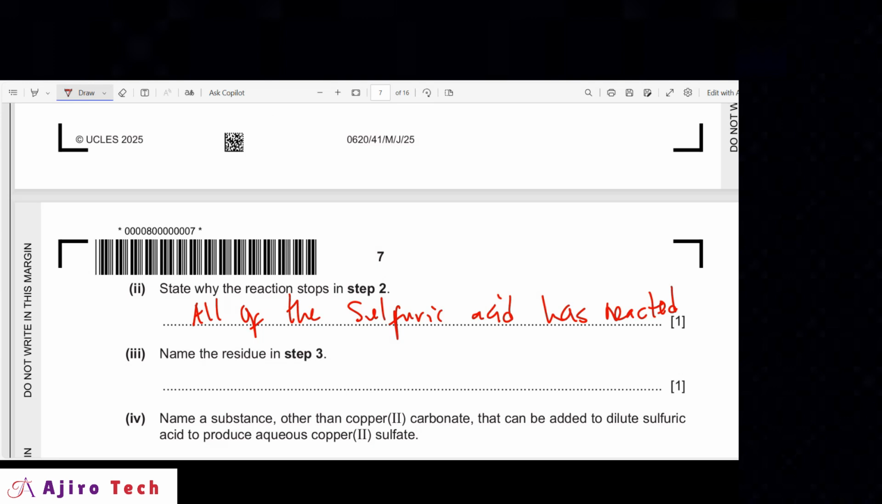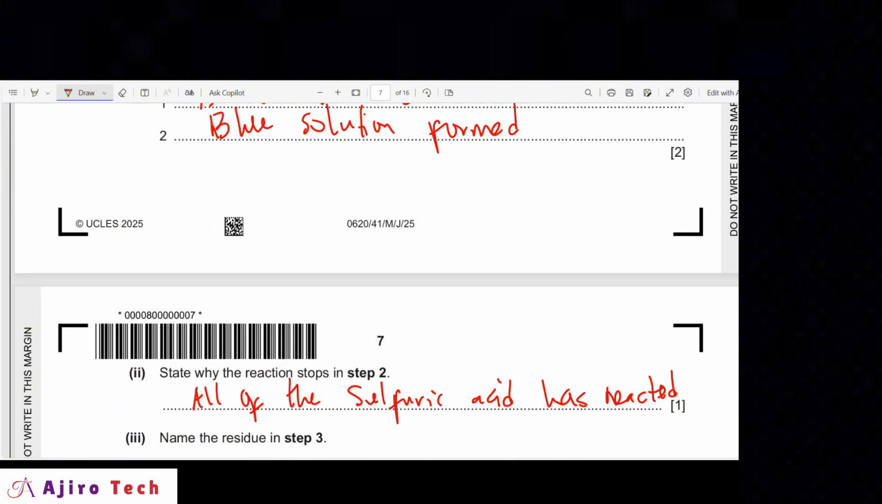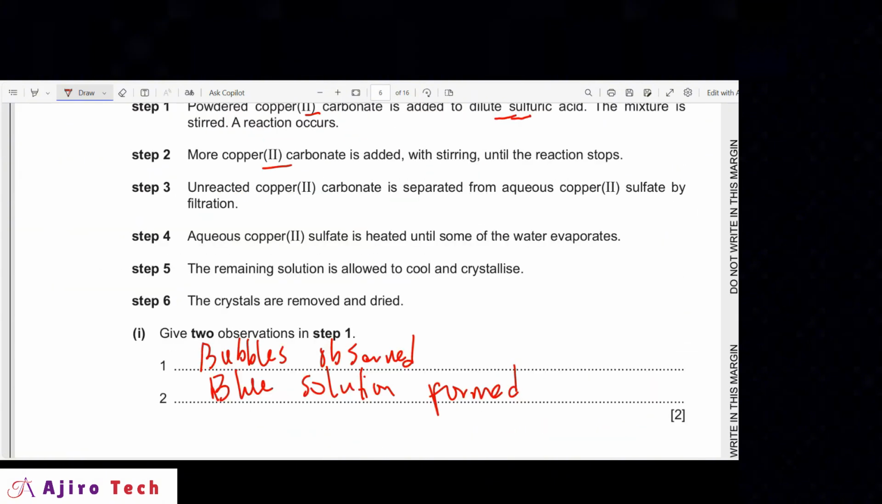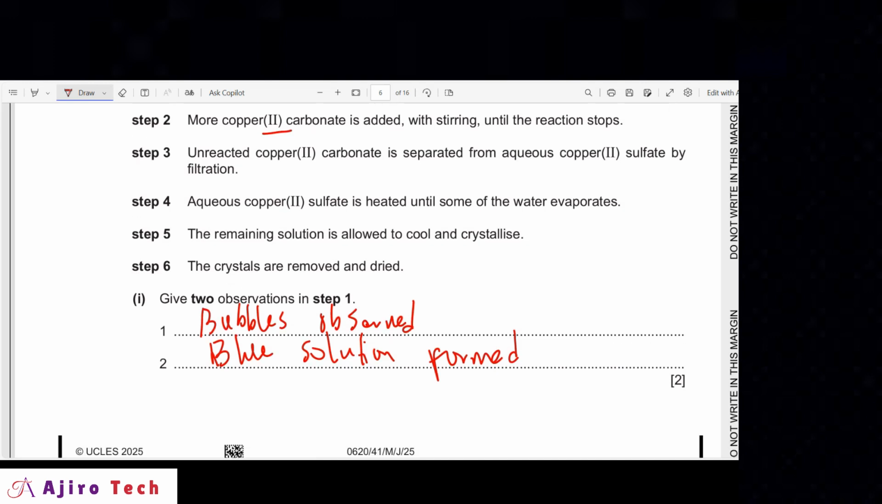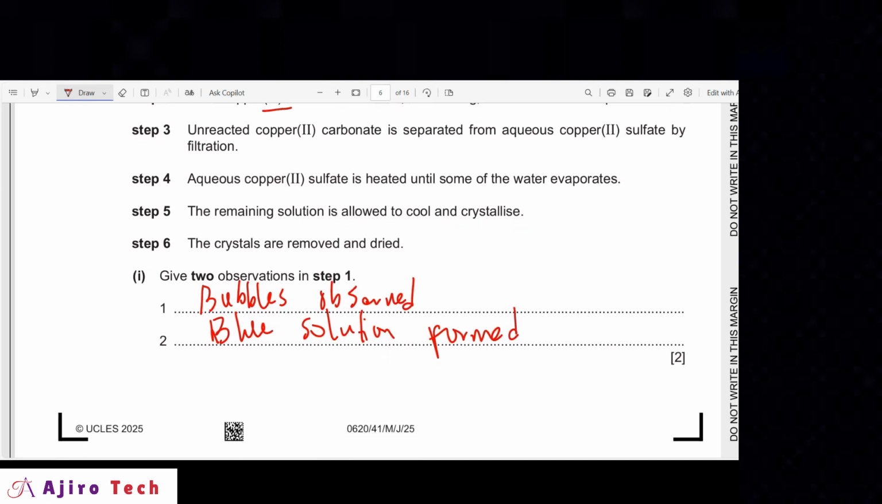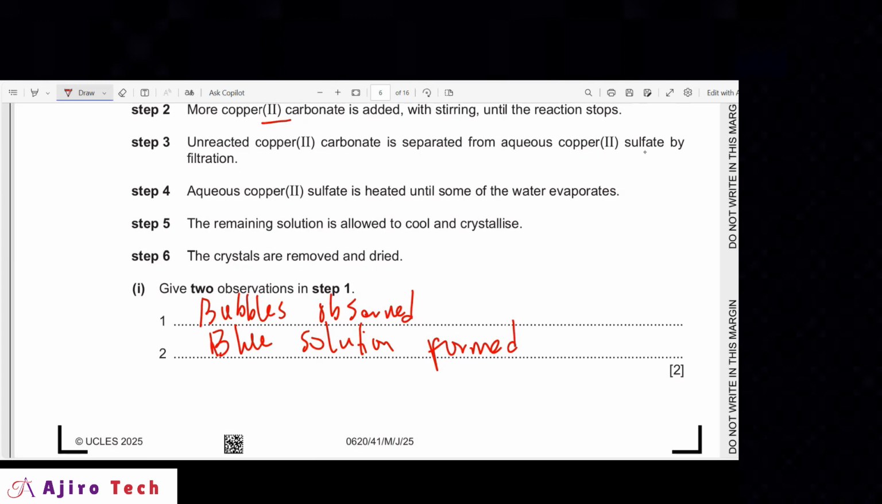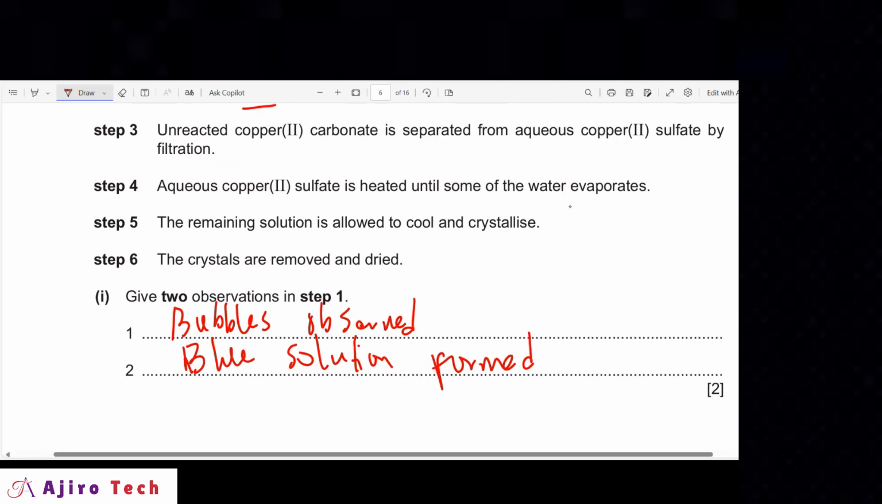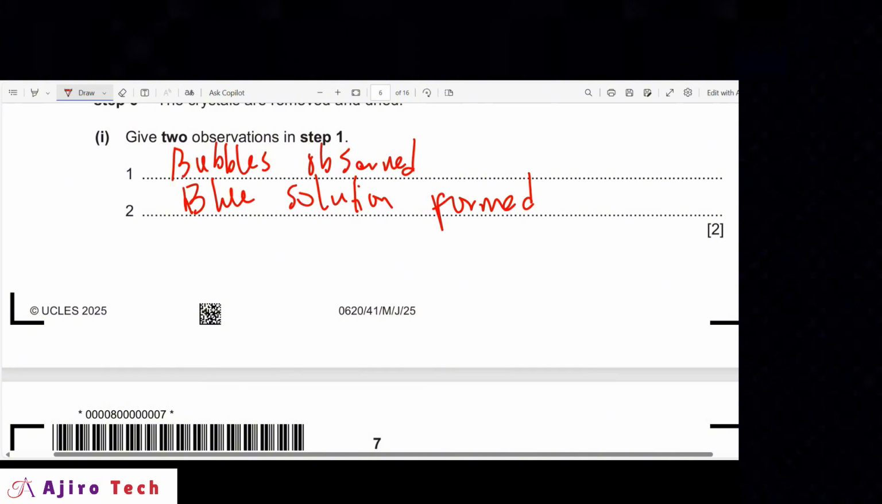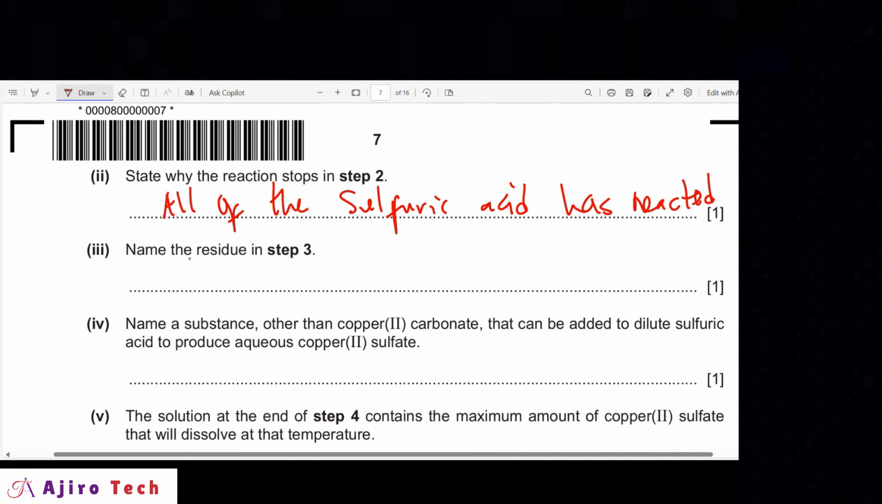Okay, so the next one says name the residue in step three. So let's go to step three. Unreacted copper(II) carbonate is separated from aqueous copper(II) sulfate by filtration. So of course, you're going to have your copper(II) carbonate as your residue, while your filtrate is going to be the copper(II) sulfate. So the residue is going to be copper(II) carbonate.